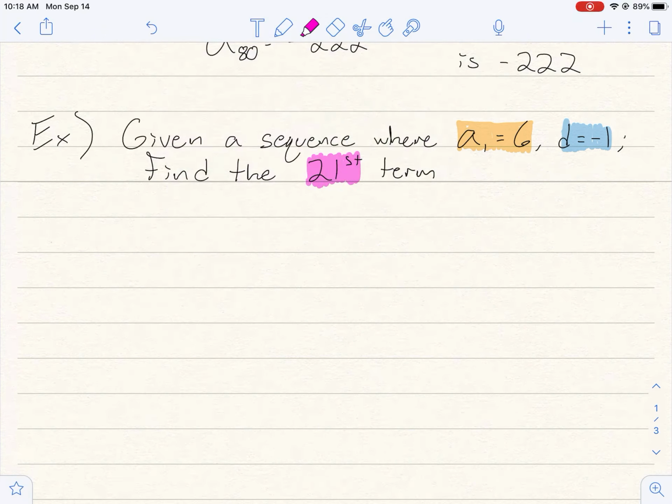So order of ops tells us that we have to do inside the parentheses first. So that gives us 20 on the inside. So a sub 21 is equal to 6 minus 1 times 20. So when you multiply there, a sub 21 is equal to 6 minus 20. So a sub 21 is equal to negative 14. Negative 14 is the 21st term.